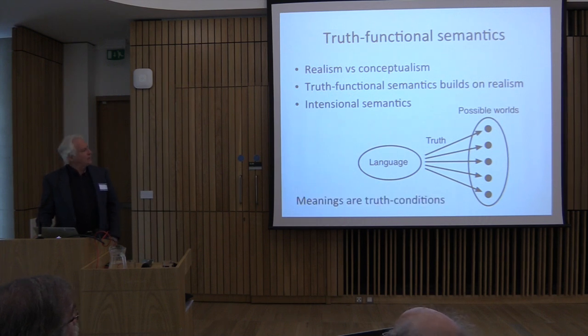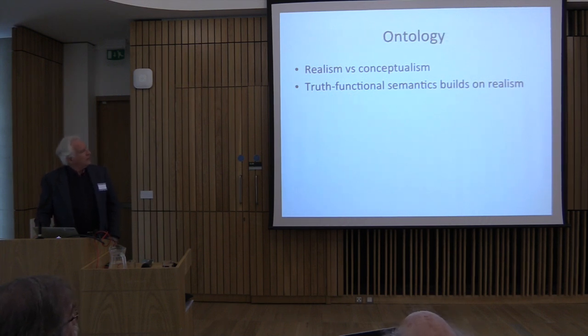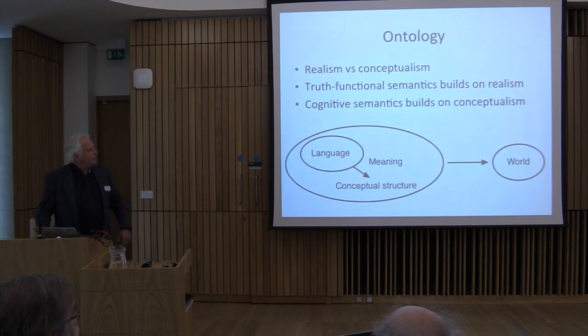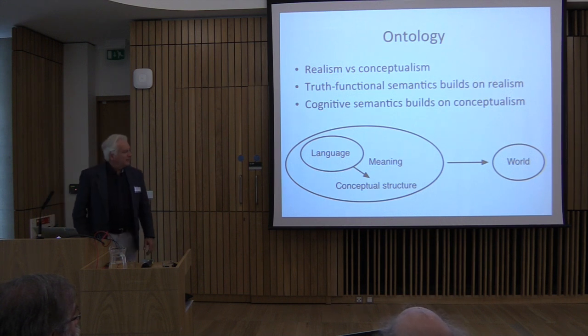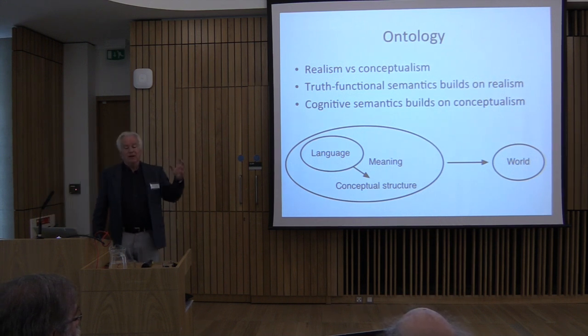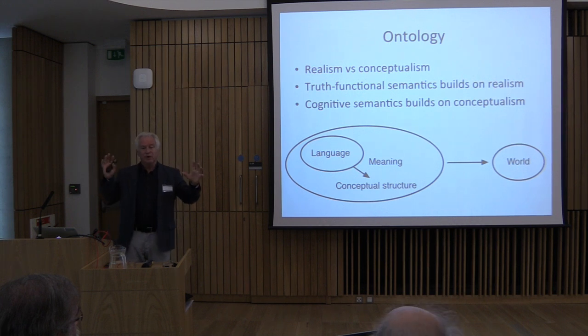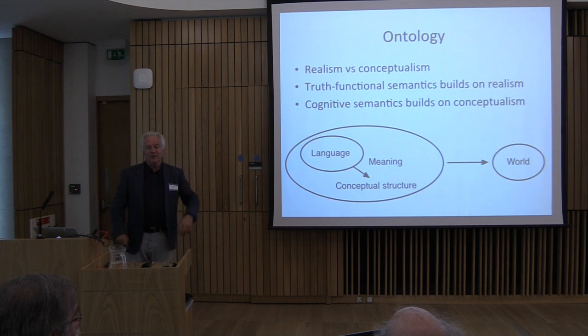Then in the 80s, we got cognitive semantics. And that builds on conceptualism. And there are people like Langacker, Talmy, Lakoff, Herskovits, and so on that started this tradition. And now the idea is that, well, we have the language in our head, and we have the meanings in our head. And the semantics is a mapping between our cognitive representations of language and our cognitive representations of the world. And the real world comes in later when we're using our meanings to do things in the world.